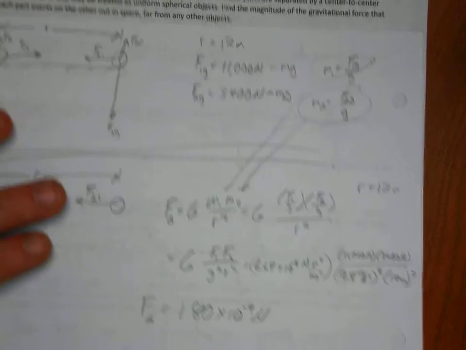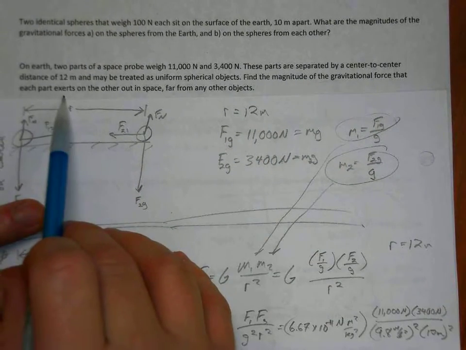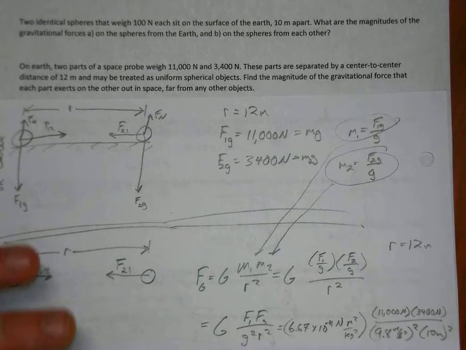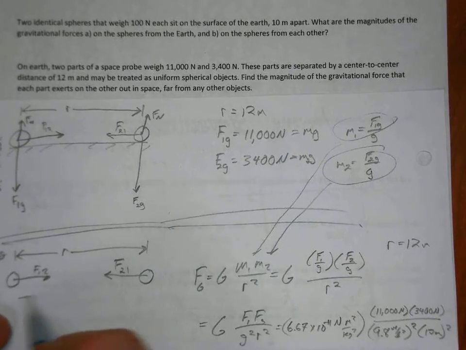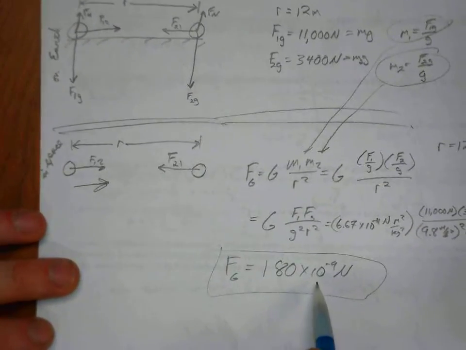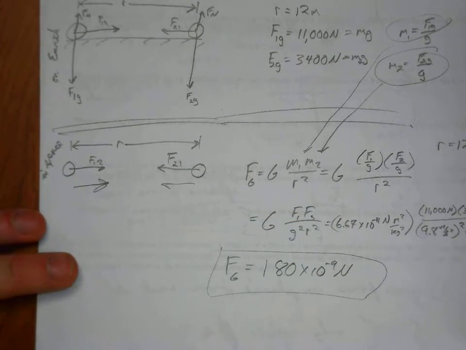So the question is asking us, find the magnitude of the gravitational force that each part exerts on the other in outer space far from other objects. Well, that is this. Now, you do know that here it's positive 180 times 10 to the negative 9th. Oops, excuse me. Here it's positive, but here it's going to be a negative 180 times 10 to the negative 9th.